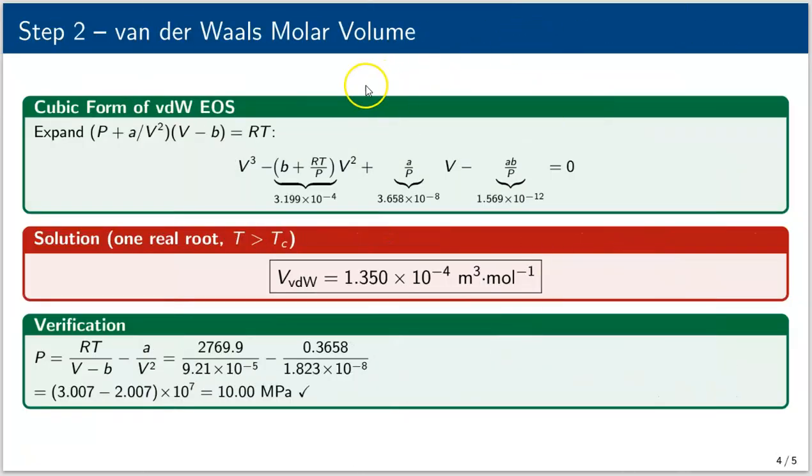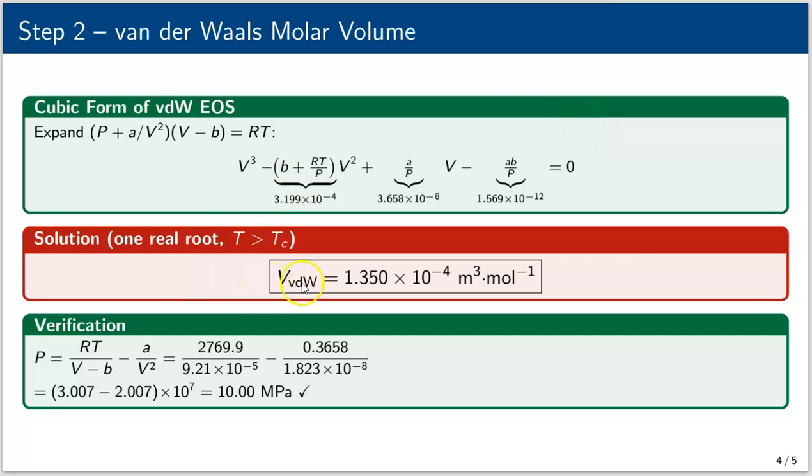So now using the cubic form of van der Waals equation, we reorganize: V cubed minus (b plus RT by P) V squared plus (a by P) V minus ab by P. So here we calculate the coefficients of all. V cubed is 1, V squared is minus (b plus RT by P). If we plug in, we will get 3.199 times 10 to the power minus 4, then V, that is plus 3.68 times 10 to the power minus 8, then minus ab by P, that is the free coefficient 1.569 times 10 to the power minus 12, that is equal to 0. You can use a calculator and you can easily get the real root.